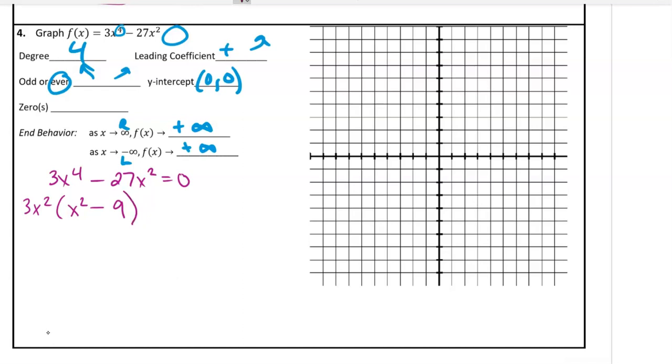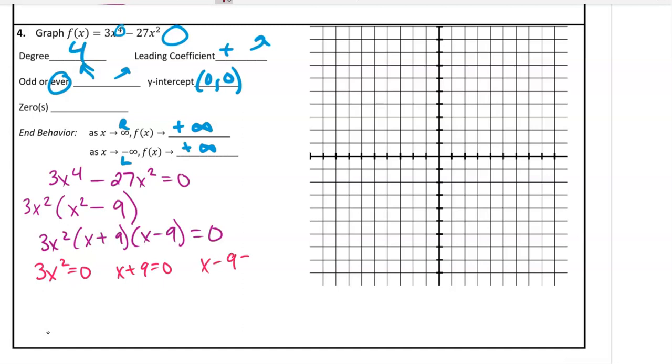There we go. Do you see what I see? We have a difference of squares. So that x squared minus 9 is going to factor to (x plus 9)(x minus 9), bringing down that 3x squared. Now we can go ahead and set all three, the parentheses and any terms that have been factored out, equal to 0. So we shall say 3x squared equals 0, x plus 9 equals 0, x minus 9 equals 0. I'm just going to start with the right because that's going to be the simplest one. x equals 9. x equals negative 9.